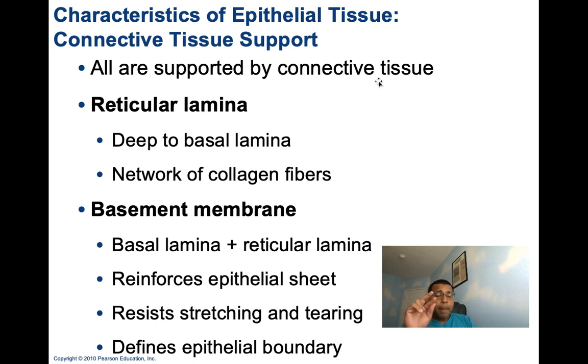So you've got basal lamina, and then deep to the basal lamina, the reticular lamina. Now when we talk about the basement membrane, it is formed from the two laminae. When we consider the two laminae, the basal lamina and the reticular lamina, we refer to that as the basement membrane. Basement membrane is going to be important when we get to the kidneys for you to know. Now what the basement membrane does is reinforce the epithelial sheet and help it to resist stretching and tearing. And it basically defines the epithelial boundary there. So everything above there is going to be epithelial tissue and below it, connective tissue.